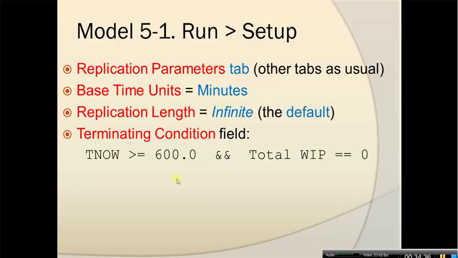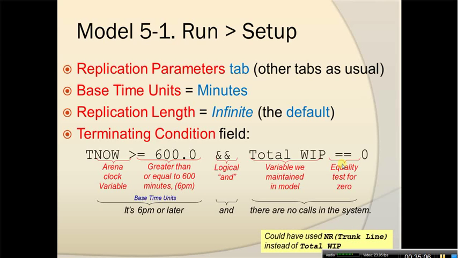If we only select this as our condition, or change the replication length to 600 minutes, then it would cut it off, but we wouldn't finish serving the calls, which is not what we want to do. We want to be able to finish processing the calls that are already in the system by 6 p.m. So this is a condition that it must be after 6 p.m. and that we finish serving the calls currently in the system.